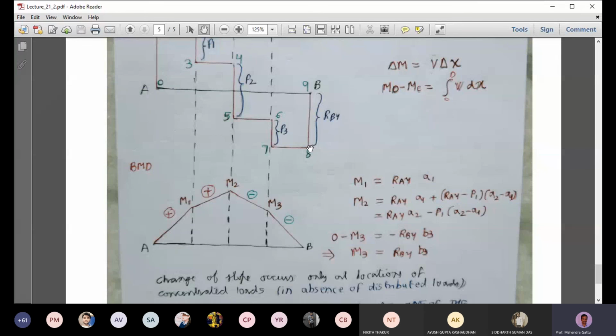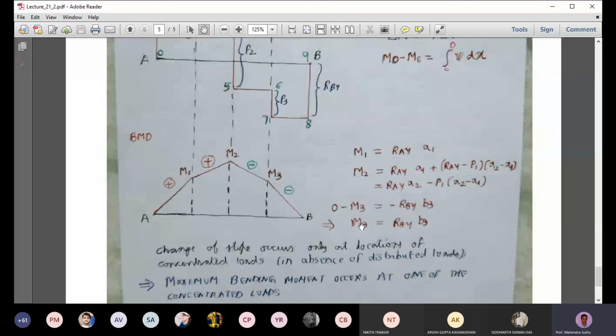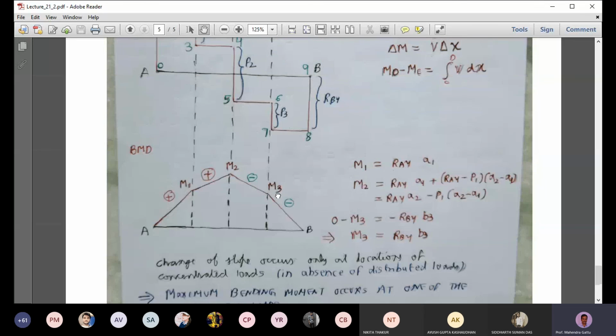So we can calculate the value of M3. Instead of calculating this area minus this area, we can just calculate this negative area and get the M3 value. We know MB is 0, so 0 minus M3 is equal to the area under the curve. So it is equal to RBY times b3 with a negative sign. So minus and minus will cancel out, and M3 will be equal to RBY times b3. So RBY times b3 will be M3.